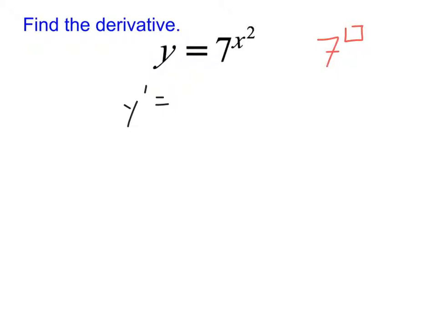So the derivative of 7 to the power of something is 7 to that same power, so it's going to be 7 to the power of x squared, times the natural log of 7. But since we have that function in there, it's not just to the power of x, it's to the power of a function, we then have to multiply that by the derivative of that function. And the derivative of x squared, of course, is 2x. And so then that is our derivative.